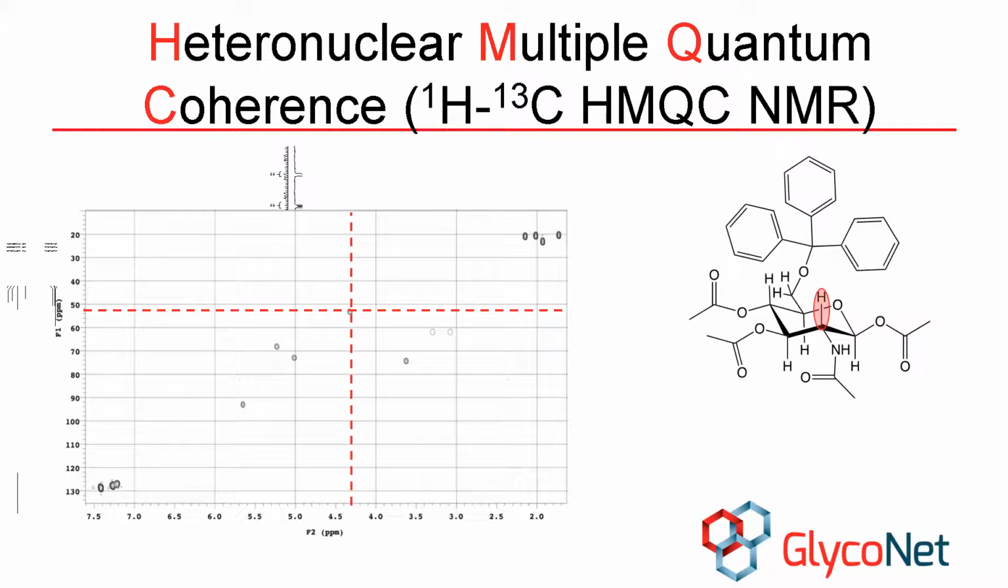You may have also noticed that there is a proton peak that has no cross peak in the 2D HMQC. This is due to the fact that the proton is attached to the nitrogen of the N-acetyl group rather than a carbon. In fact, if you ran a proton nitrogen 15 HMQC, you would only see one peak, which would be the correlation between this proton and its corresponding nitrogen.